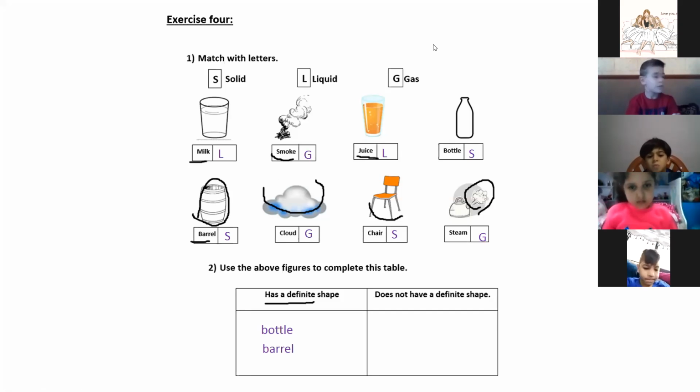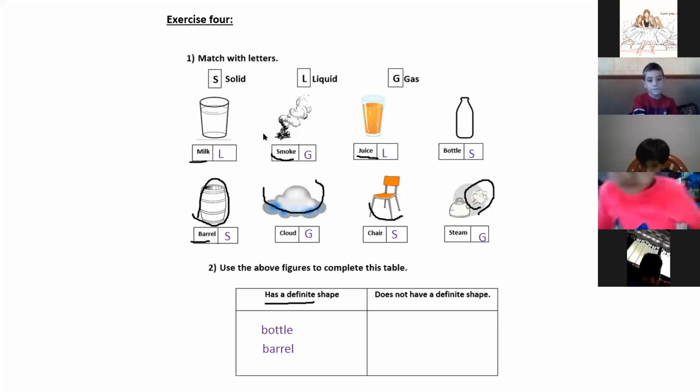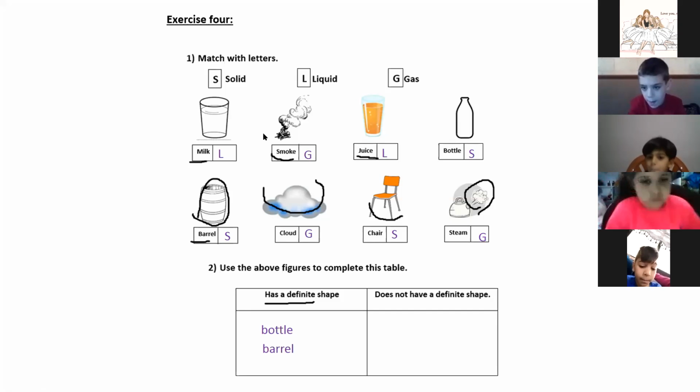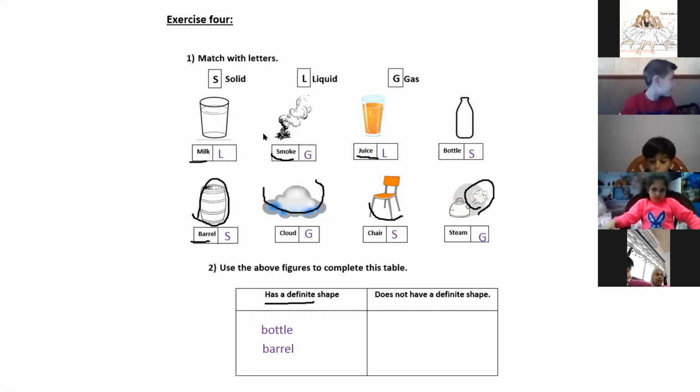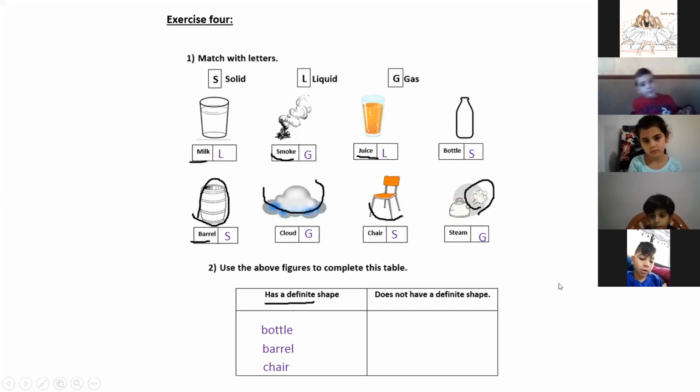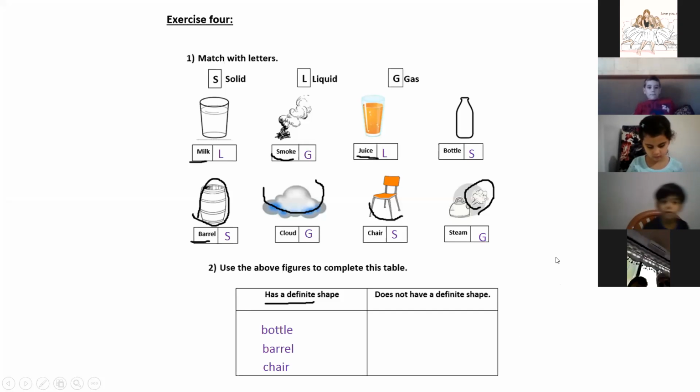Solid. Please, I want everyone to stop writing on the chat. Stop chatting while I'm explaining, okay? Zainab Abdullah, can you tell me what should I write in the column of does not have a definite shape? No, just one, please. Let me give a chance for others to talk. Thank you, Zainab. I didn't say the chair. Chair is a solid, so it has a definite shape. Does not have a definite shape: milk, because milk is liquid.